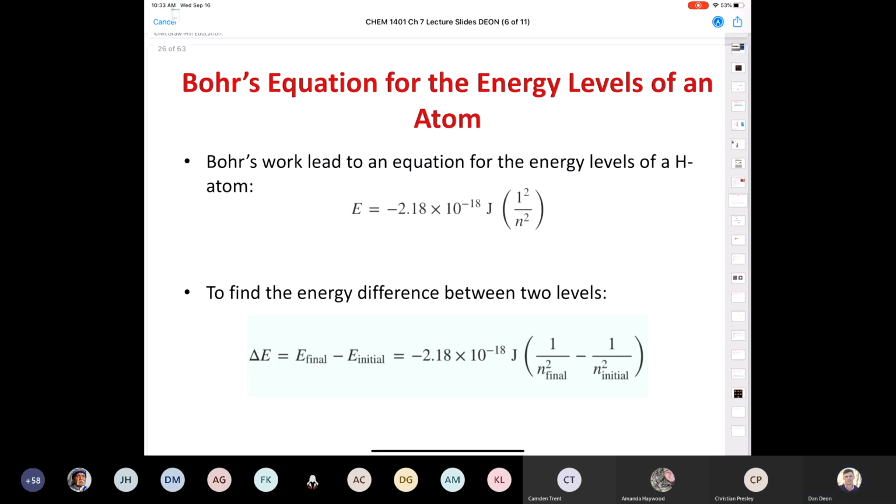equation. So delta E is equal to negative 2.18 times 10 to the minus 18 joules multiplied by 1 over n final minus 1 over n initial.